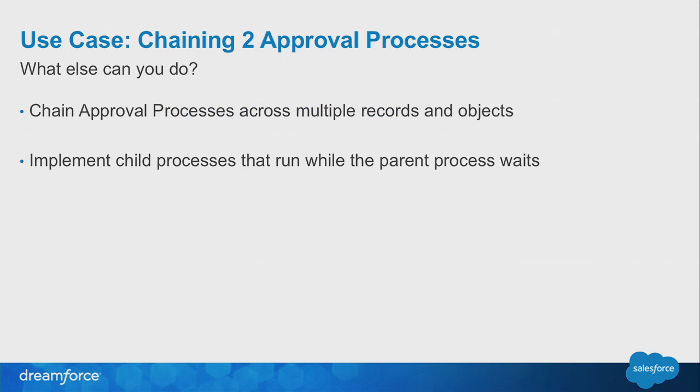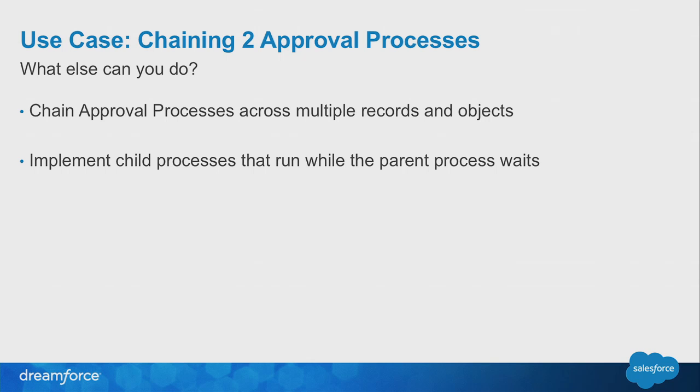What else can you do? This is really just a pattern. We're talking about opportunities, but this certainly isn't limited to just opportunities. Any record type, you can use this strategy. We've used a very simple example where we're chaining 2 approval processes for the same object type with a single record, but you can use this strategy across records or even across object types.